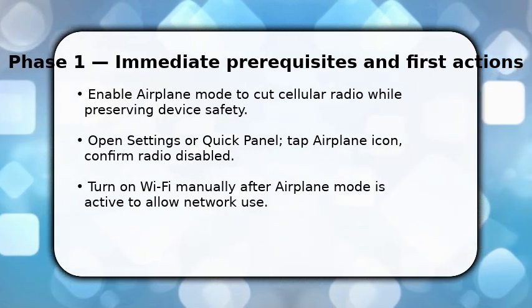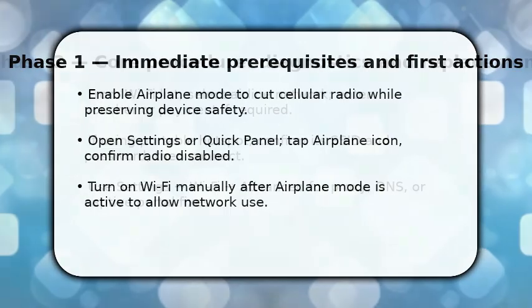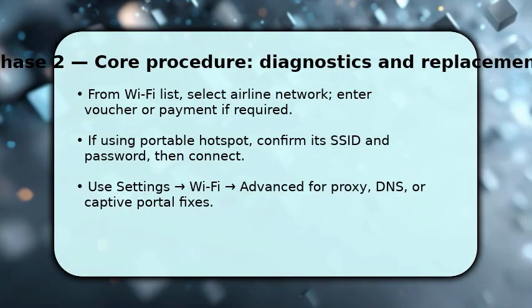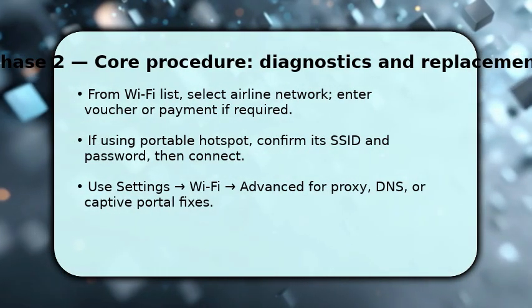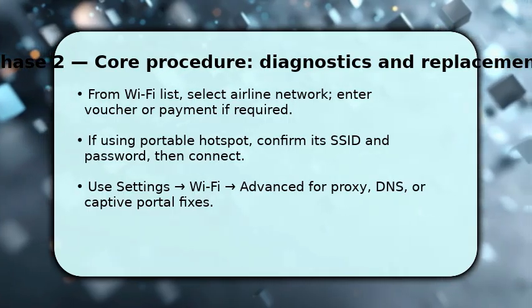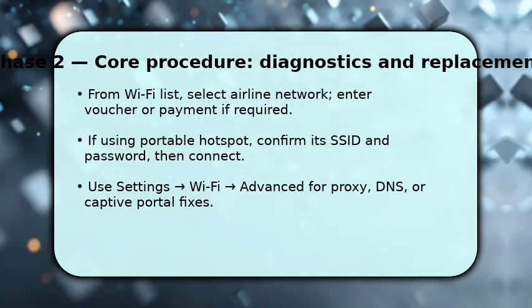Now you focus on connecting. Open Wi-Fi and pick the aircraft SSID or your allowed hotspot. You may hit a captive portal, tap the login page, enter voucher or card details, and accept terms.